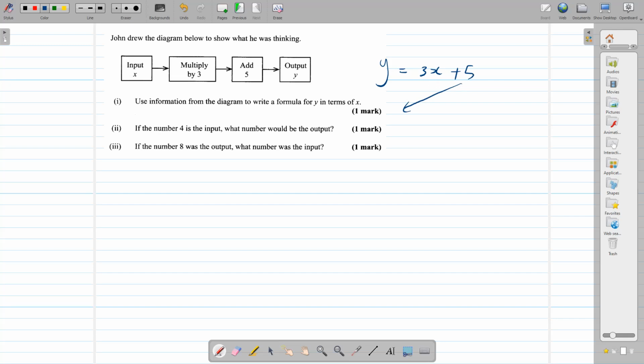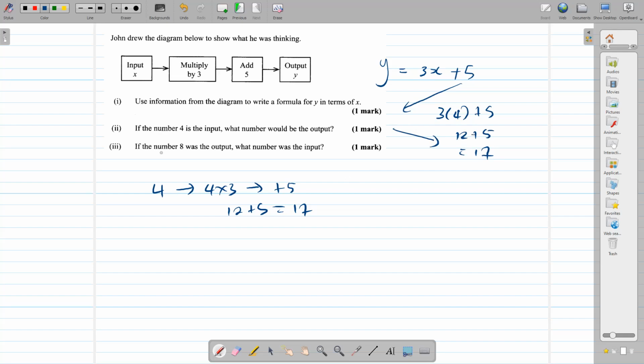And here, if you put 4 into the machine, then what happens? You put 4 in, then you multiply 4 times 3, and then you add 5. So you get 4 times 3, which is 12, and 12 plus 5 gives you 17. Or if you want to use a formula here, then 3 times 4 plus 5 would be 12 plus 5, which gives you 17. So the second answer is 17.